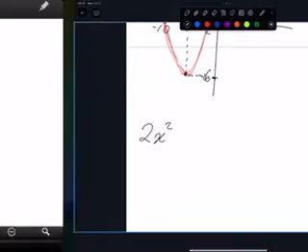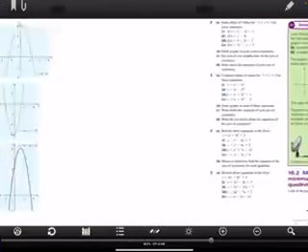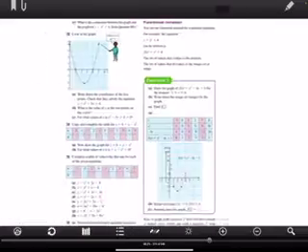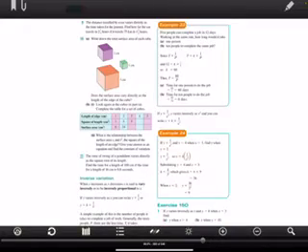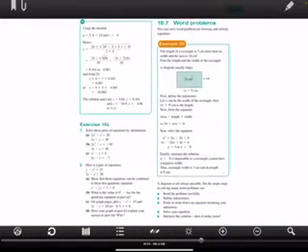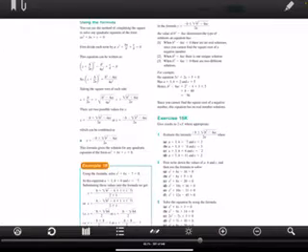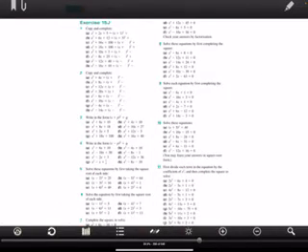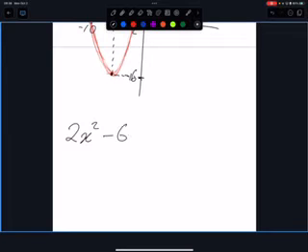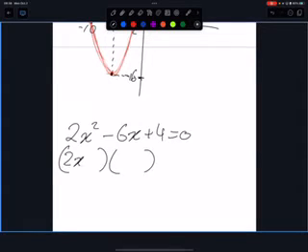Squared. I didn't make it yet. Minus 6x plus 4. So, x, one is positive, one is negative. 4, 1 and 4, and then 2 and 2.